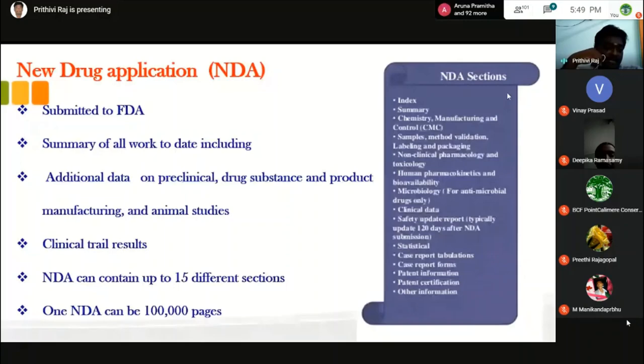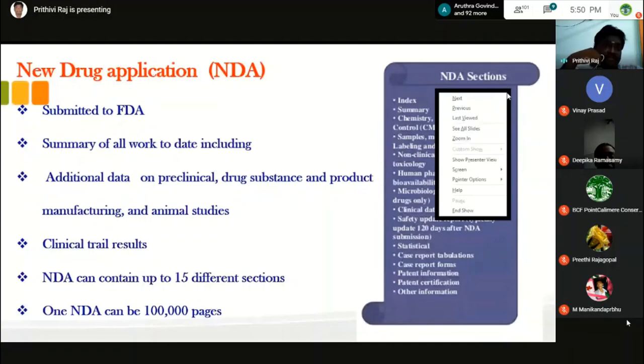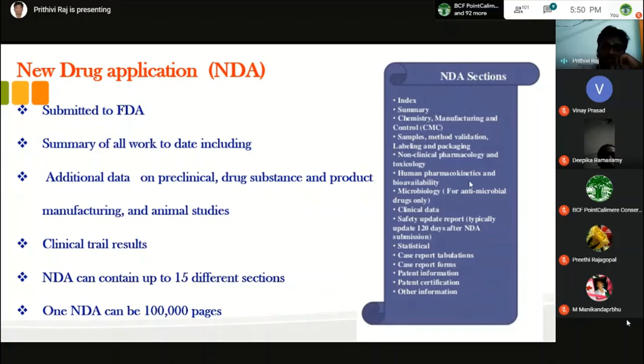Then the NDA, the new drug application, can contain up to 15 different sections. These are the sections. First is the index, then the summary, then sample collection, labeling, packing, human pharmacokinetics, microbiology, safety report, statistical report, case report, patent information, patent certification, and everything regarding what you added. So one new drug application, called NDA, may be nearly thousands of pages.